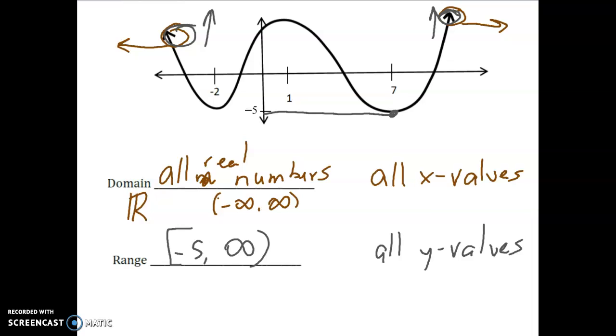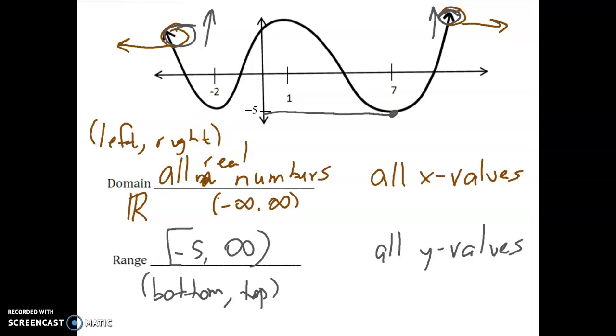Okay, so make yourself a little note in here. Range is always from bottom to top. If you type that in backwards, Delta Math will mark it wrong. You always have to go from bottom to top. Now, domain is always left to right. And again, if you type it in backwards, Delta Math will mark it wrong. It's always smallest to biggest. So smallest to biggest x values are left to right. Smallest to biggest y values are bottom to top.